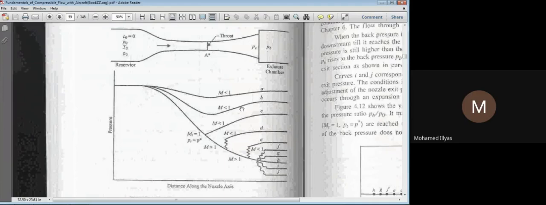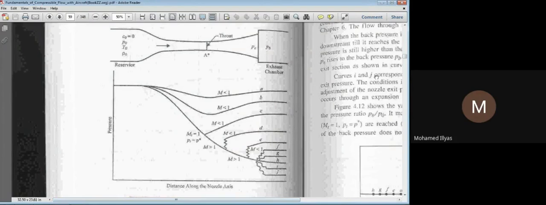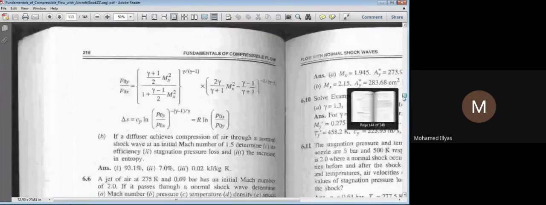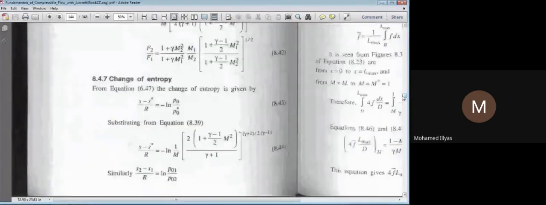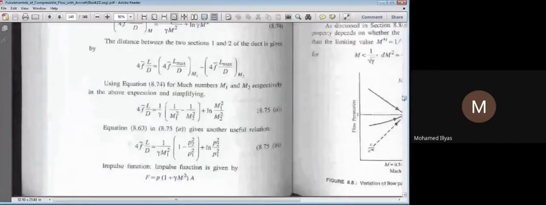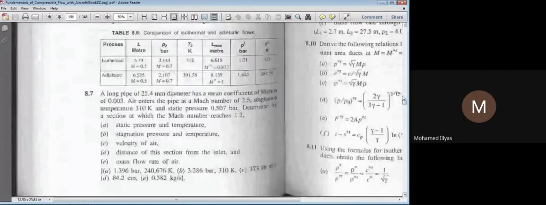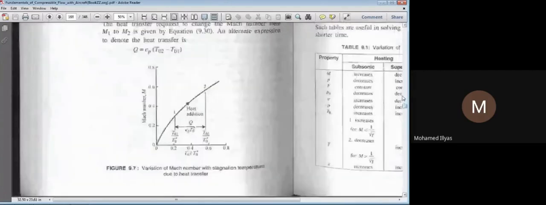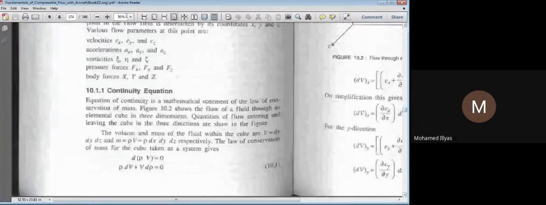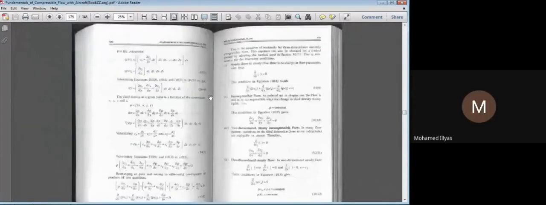Even in our rockets, we are using convergent divergent nozzles. A rocket is used to get a very high velocity. The same book I'll show you, which is a book regarding aerodynamics. Even if you see the convergent divergent shape in our nozzle design. Okay, yes please.